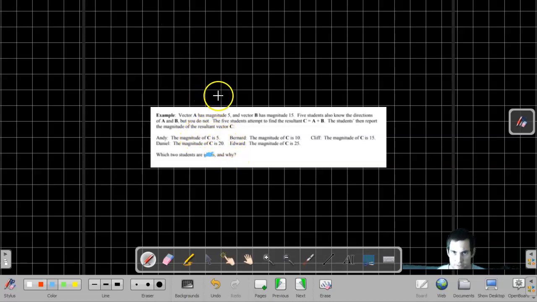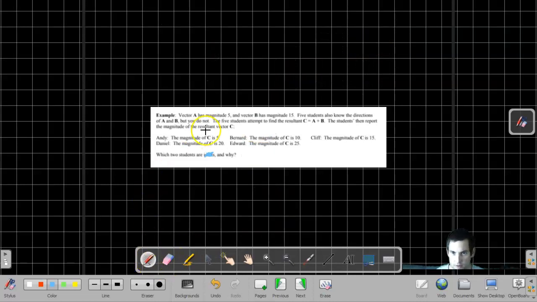Andy says the magnitude of C is 5. So if we have vector A, which is, let's say each of these squares is 5 units, whatever the units are. So that's vector A, and then we're adding vector C. And we don't know the direction of vector C specifically. So maybe it's like this. It's 5, 10, 15. Or maybe vector C goes like this. We just don't know the direction. But we do know what some possible directions would be. And that's what we're going to be looking at here.